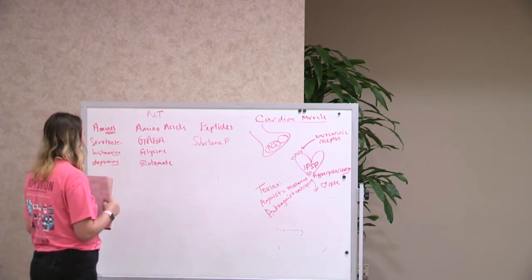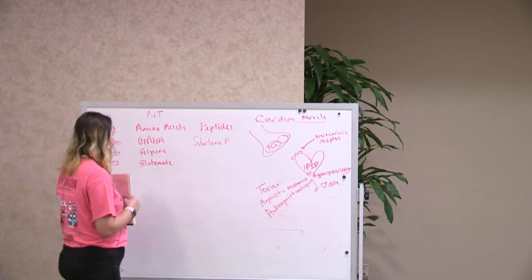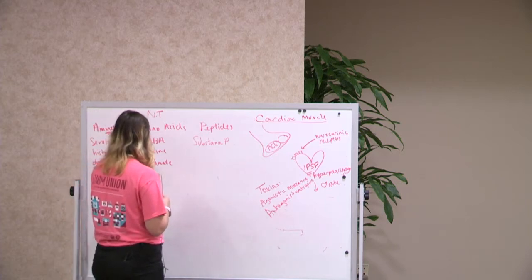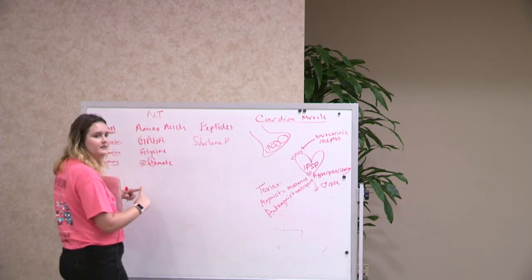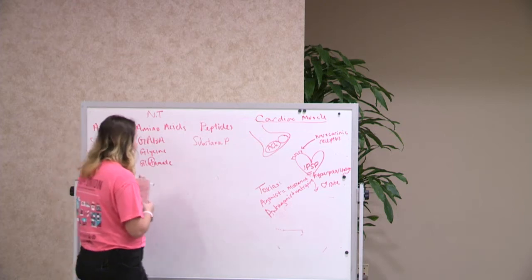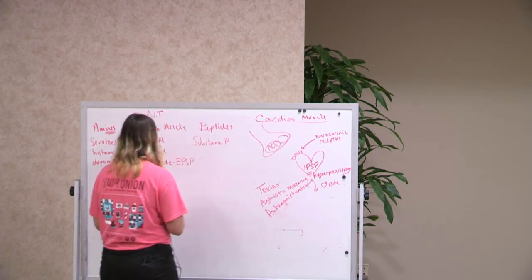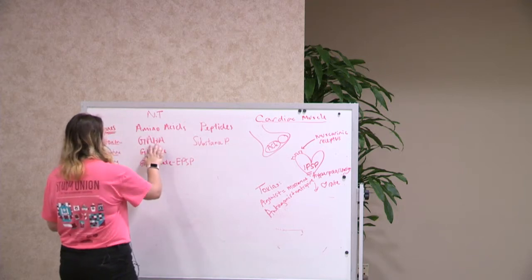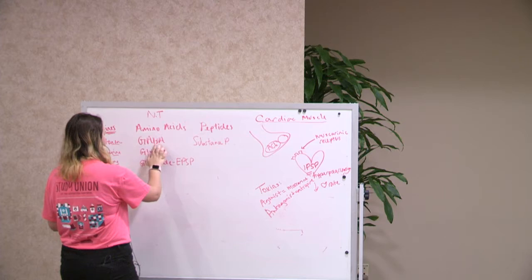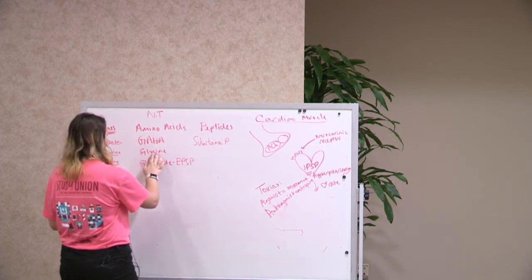Out of the amino acids, glutamate is your excitatory because it has a plus sign. It's the only one with a T. So that's your EPSP. GABA is your main IPSP in the brain because it has a B in it. Glycine is your main IPSP in the spinal cord.